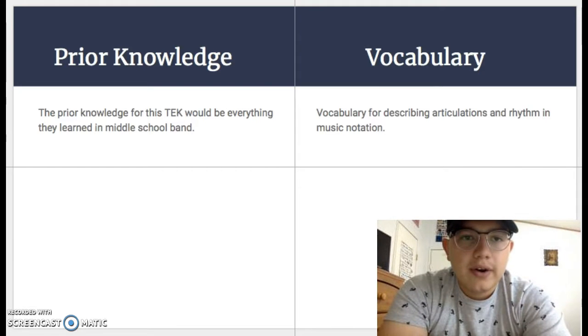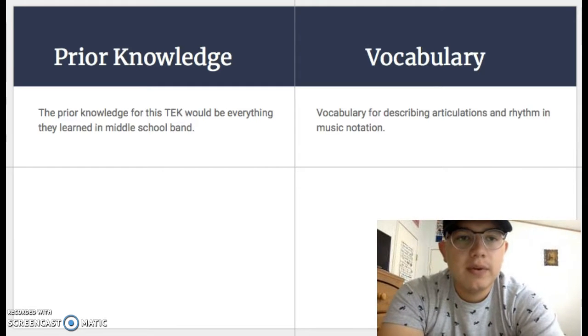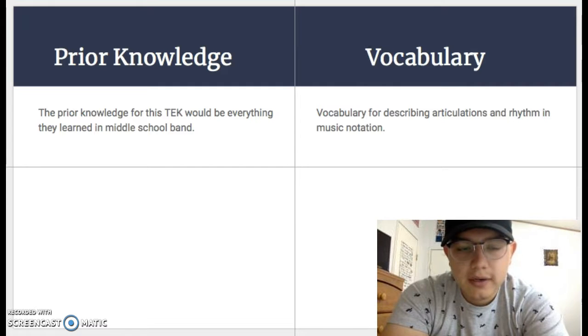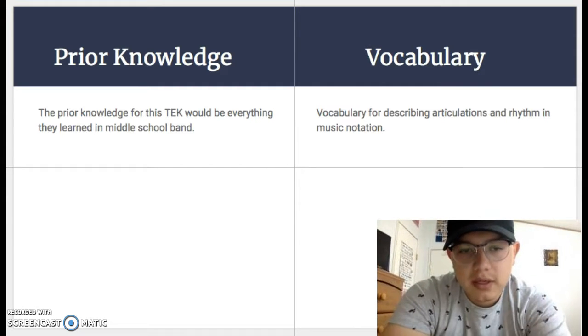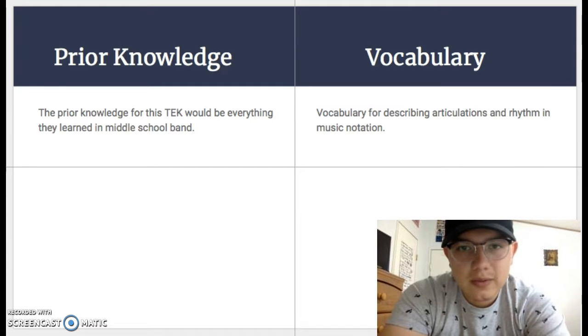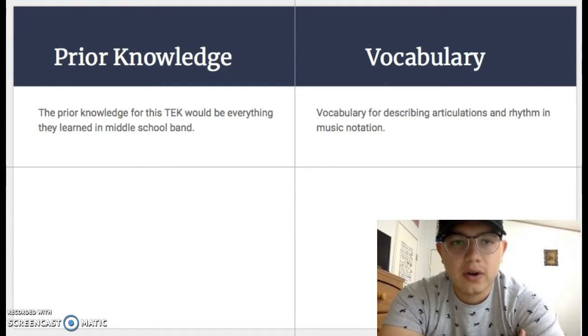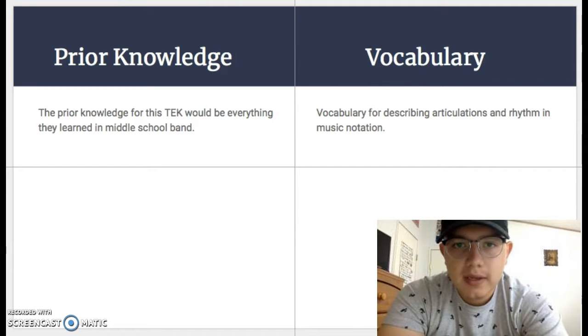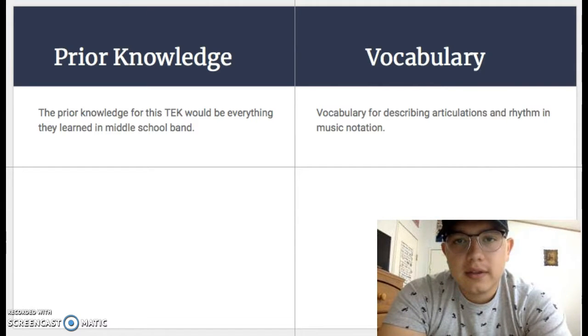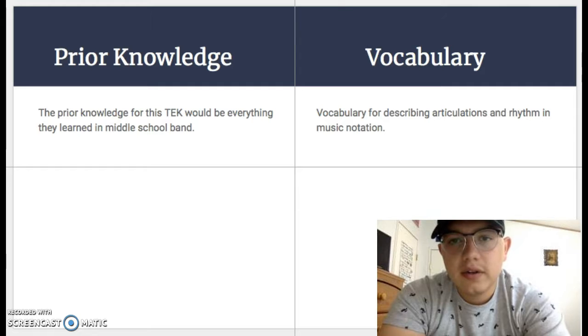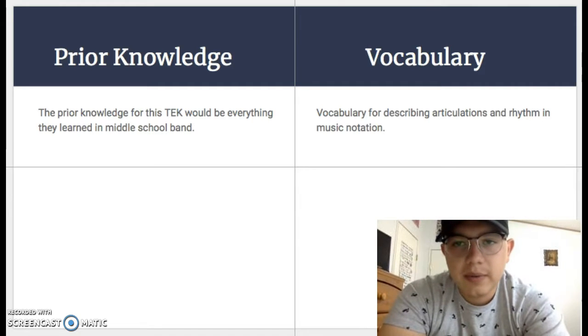Alright, so the prior knowledge for this TEK would be everything they learned in middle school band, which I'm considering high school level 2 is about a sophomore in high school. So, I guess it would include freshman year, but alright. Then the vocabulary is vocabulary for describing articulations and rhythm in music notation.